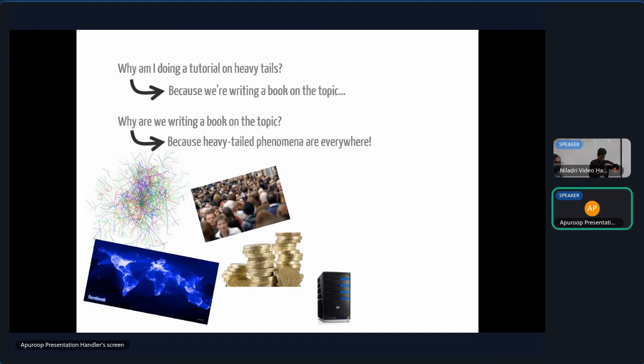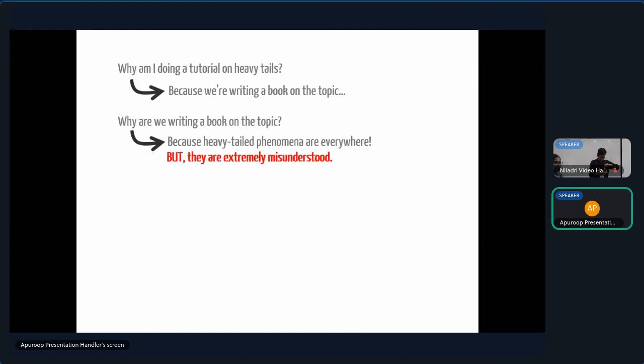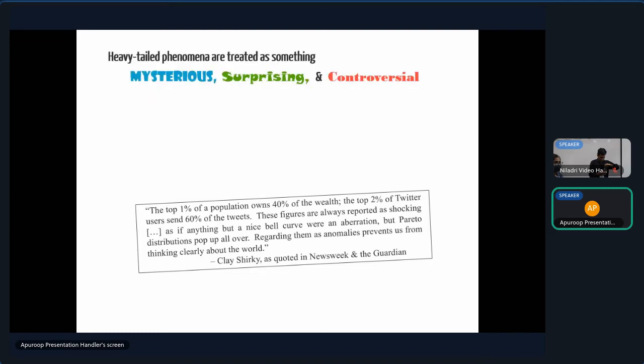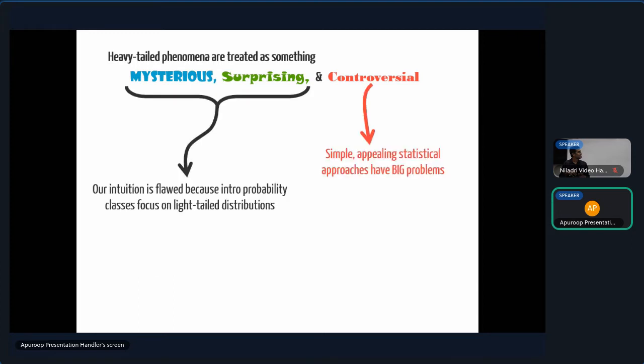But because of the nature of these distributions, and because they are not in the common realm of what one studies in intro probability courses, these are also a relatively misunderstood class of distributions. Like for example, this quote that I think some of you have seen. In most fields, these heavy tails come up as either mysterious, then surprising. How could it be that this particular phenomenon is heavy tailed? Sometimes controversial, because it turns out that standard statistical techniques, when applied blindly to heavy tails because of the extreme variability, can lead to erroneous and sometimes flat out wrong conclusions.